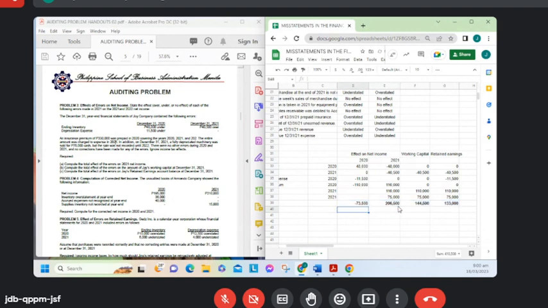So it means in 2020, the net income is overstated by 73,500. Understated in 2021, the working capital is understated, same with the net income. Retained earnings. Retained earnings is understated.